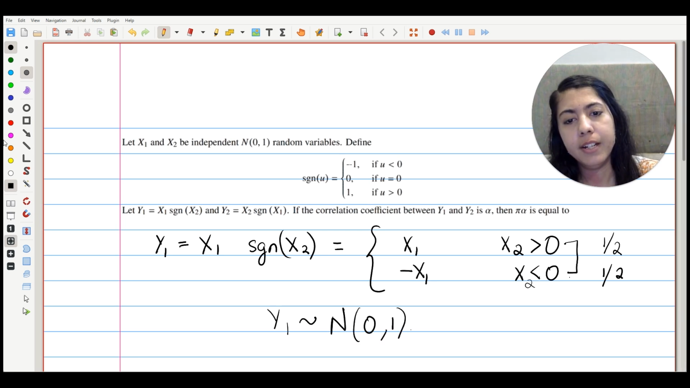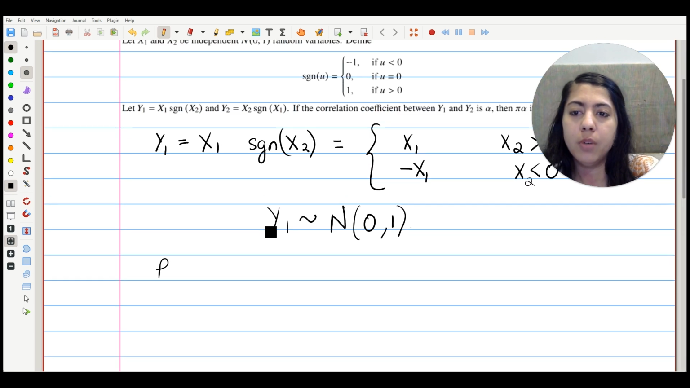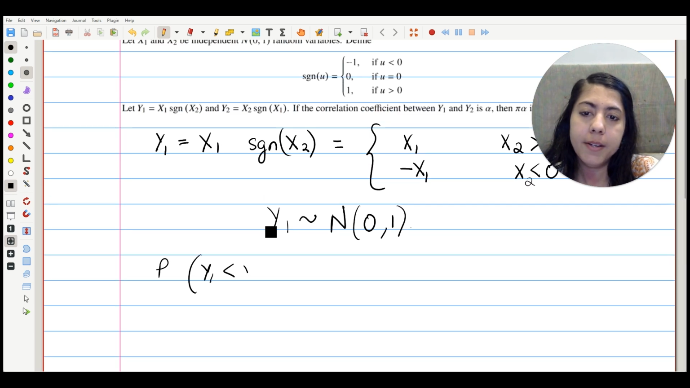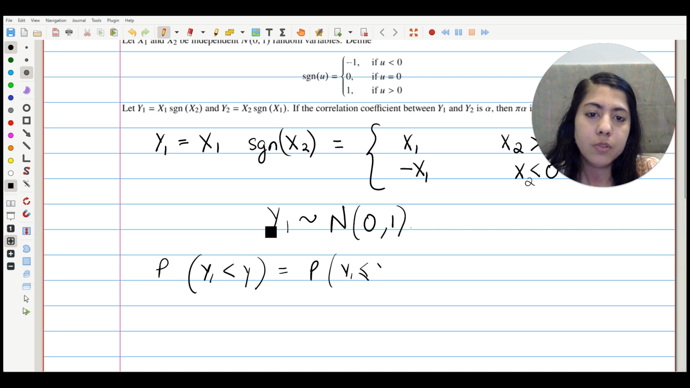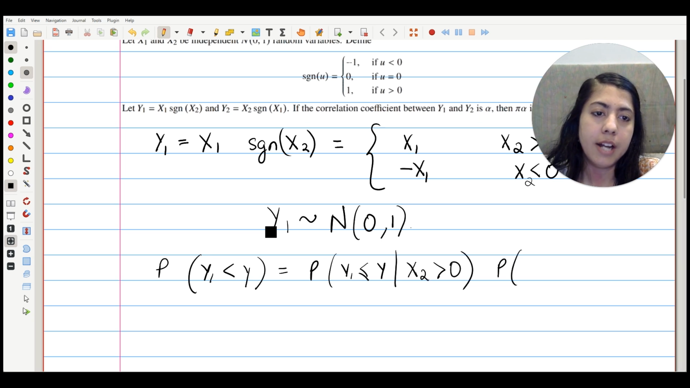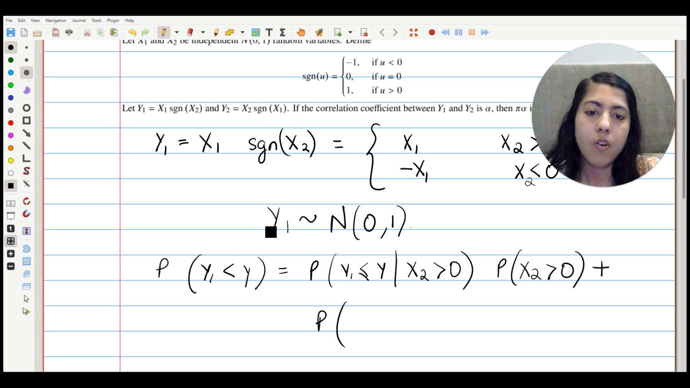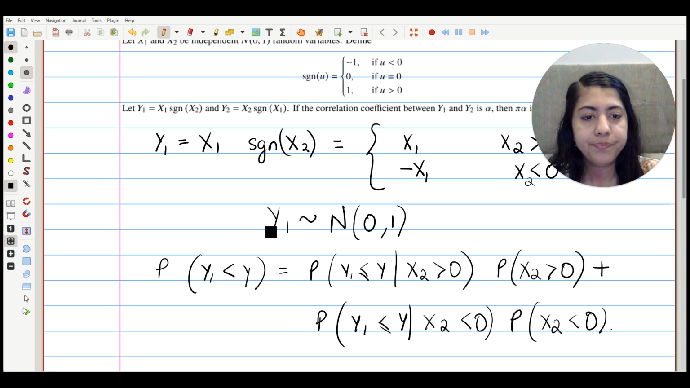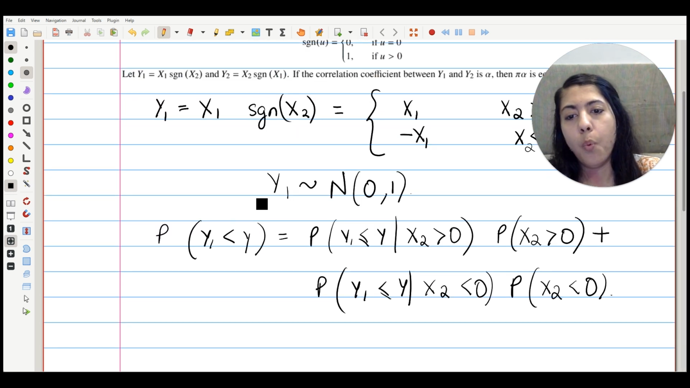This can also be verified by the formula: probability of y1 less than or equal to y is equal to probability of y1 less than or equal to y given x2 is positive times probability that x2 is positive, plus probability of y1 less than or equal to y given x2 is negative times probability of x2 is negative. Similarly, y2 also follows standard normal distribution.